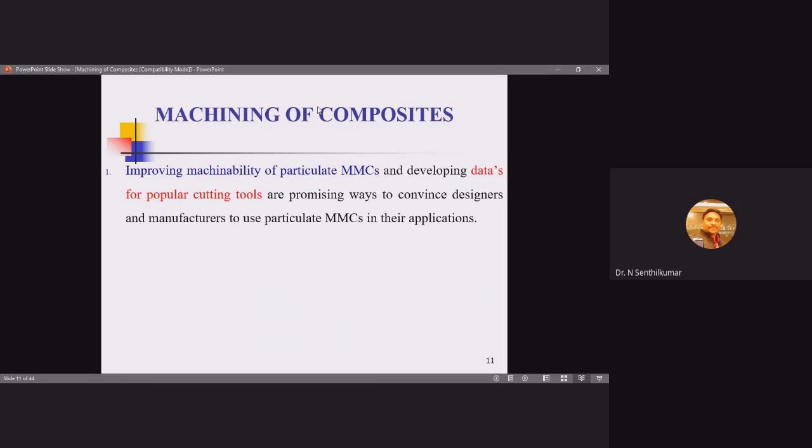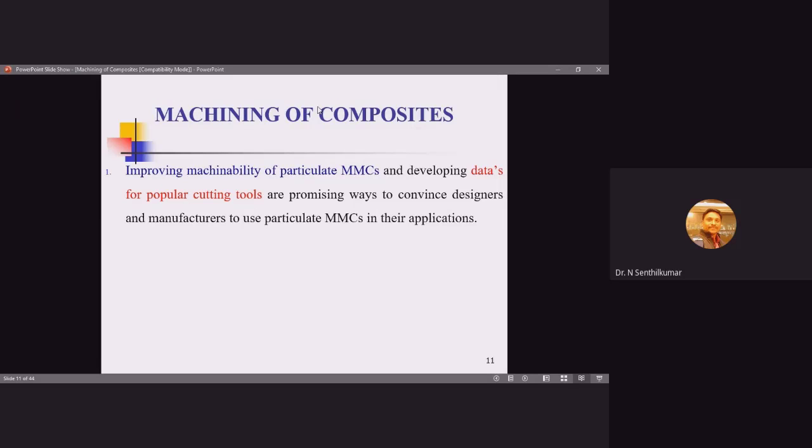So for what purpose do we have to go for the machining of composites? There should be some need, no? The first thing is improving the machining possibilities of the composite, because even though we produce castings similar to the final component, the exact dimensions will not be there. It will be near net shape only. So machining is compulsory in those cases. We cannot omit machining.